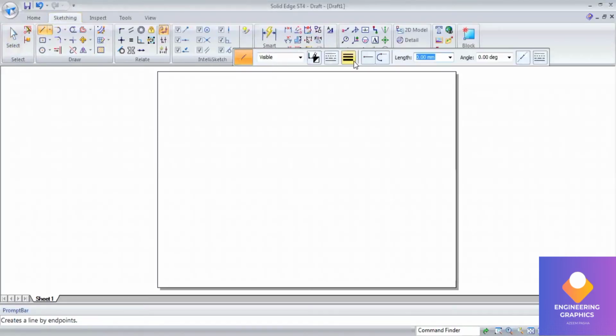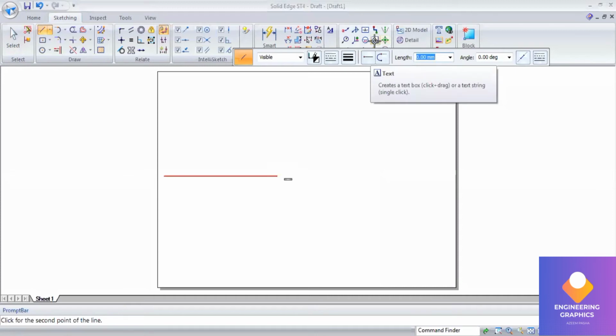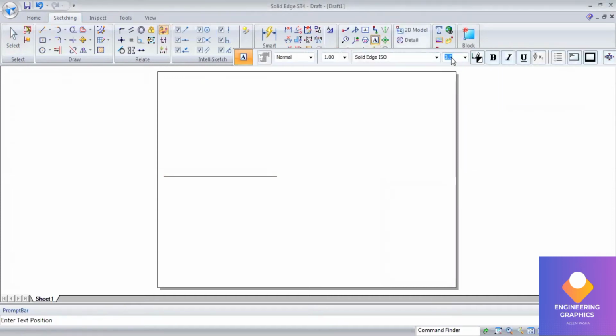So first I will be constructing an XY line here. I will take the thickness of the XY line 0.25. Okay, so mention XY, VP, HP. So it is the first quadrant.